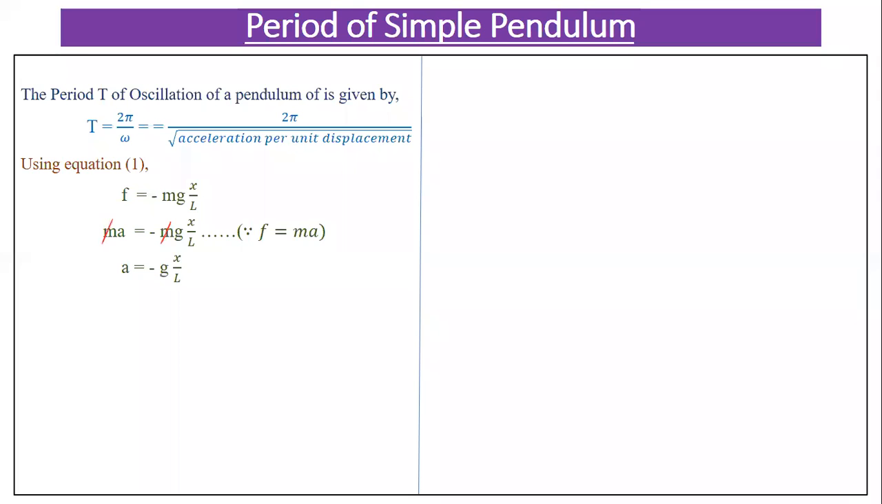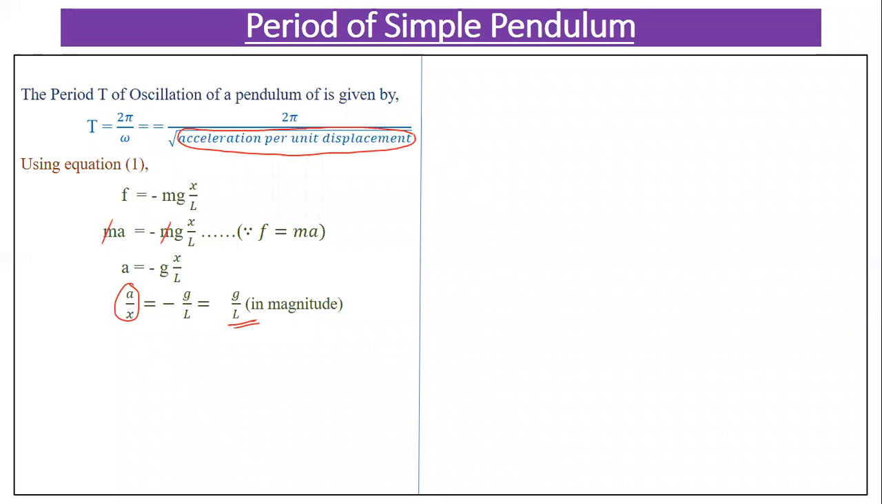Now we have to obtain this formula. Listen, acceleration per unit displacement means x we have to shift to the acceleration side. So a by x is equal to minus g by L. In magnitude only g by L. So this a by x is what? Acceleration per unit displacement.